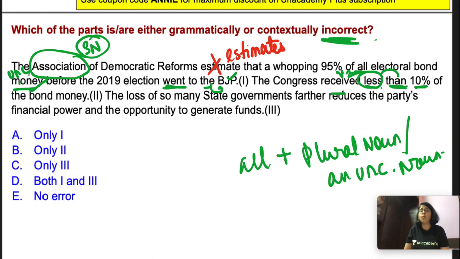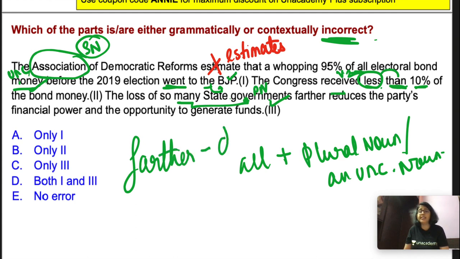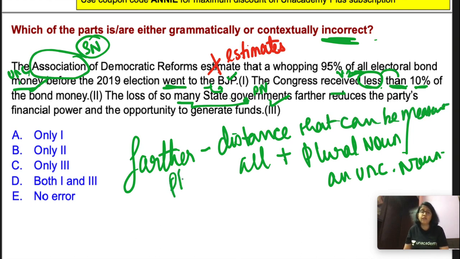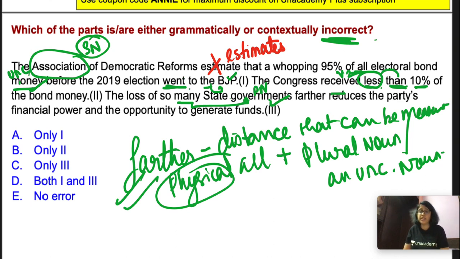Okay, the loss of so many state governments, many plus plural noun, governments, correct, further reduces. Now further is used when there is a distance involved, and a distance that can be measured, which means physical distance. For physical distance we use further, but here the distance is figurative. So here we cannot use further. Further is incorrect. Here you have to use further, F-U-R-T-H-E-R. Further reduces the parties.